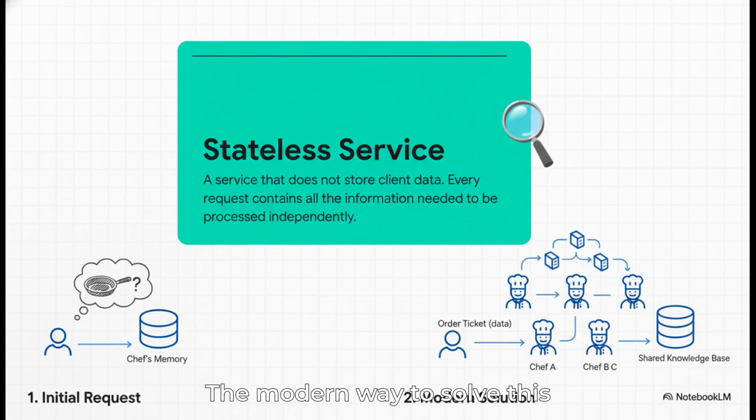The modern way to solve this is by designing what we call stateless services. So instead of a chef having to remember the order, the special instructions are written down on a ticket, a physical ticket. Now it doesn't matter which chef the customer talks to, A, B, or C. Any one of them can just read the ticket and make the order perfectly. Every single request from the customer contains all the information needed to fulfill it. This makes the whole system so much more flexible.